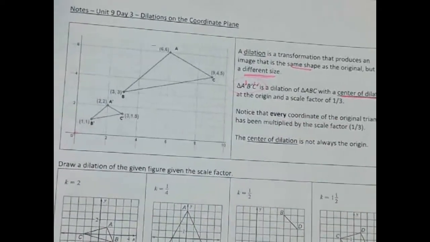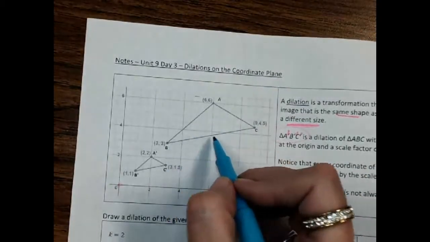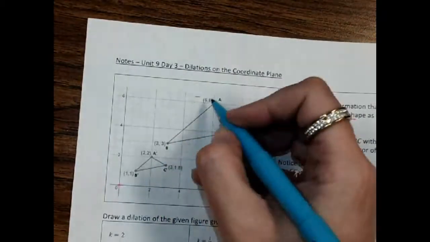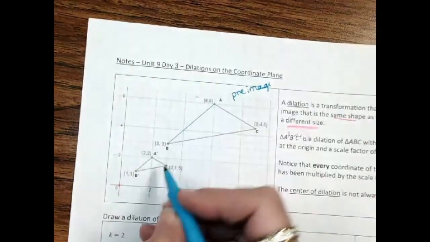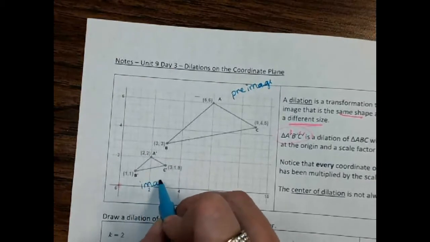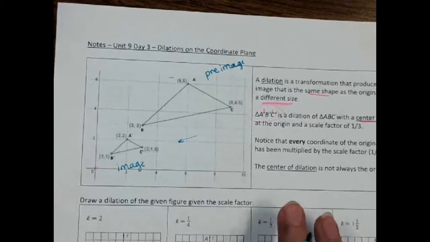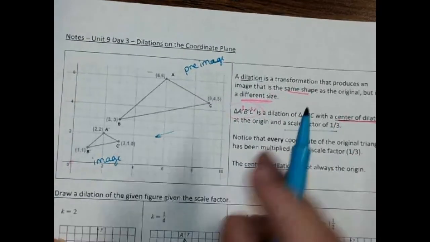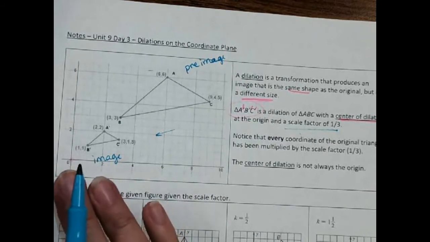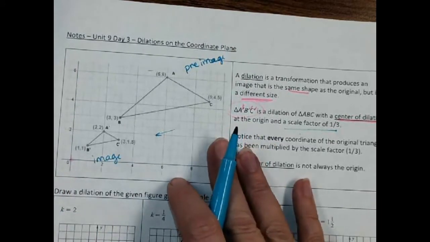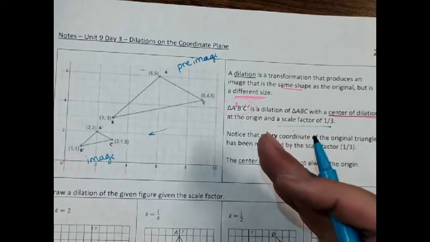So let's look at what happens here. This is saying that this is my original one. This one here is my pre-image. And then this one here is my image. It's actually going from the bigger one to the smaller one. And it says I have a scale factor of 1/3. Literally what that means is my new one is 1/3 the size of my original one. Or, if I'm going to do a scale factor of 1/3, it means I can divide by 3.